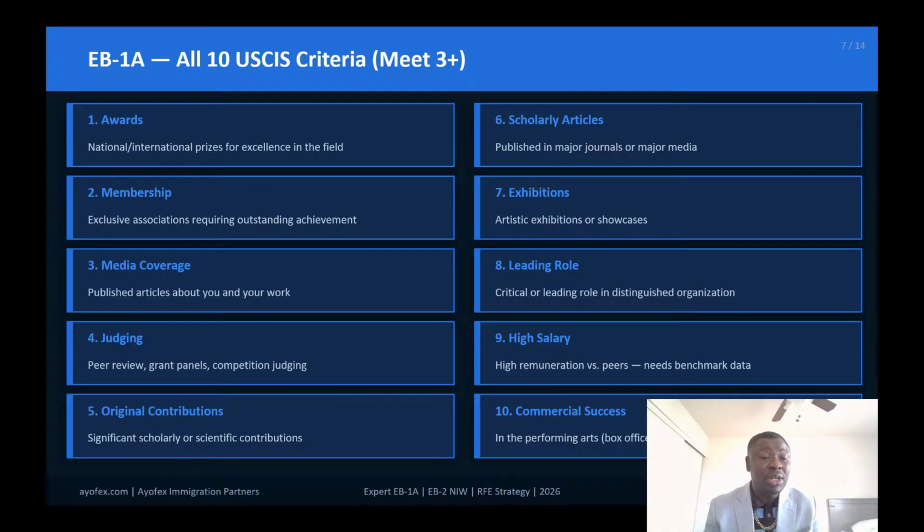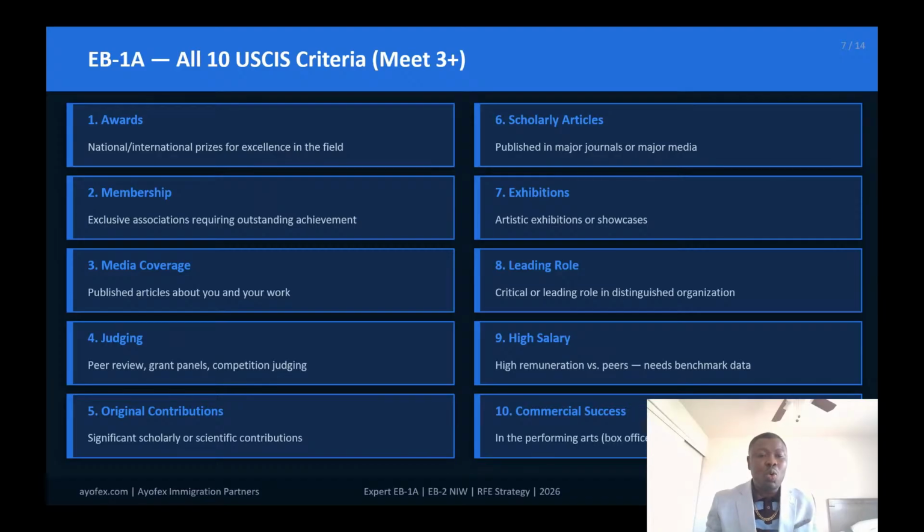The second criterion is membership in organizations that require outstanding achievement from their members. There are organizations that you cannot just join. There are some organizations you can only pay and then join. But there are some that will require that you have outstanding achievement. Maybe you made some major scientific contributions, or maybe you had some innovations that have advanced your field.